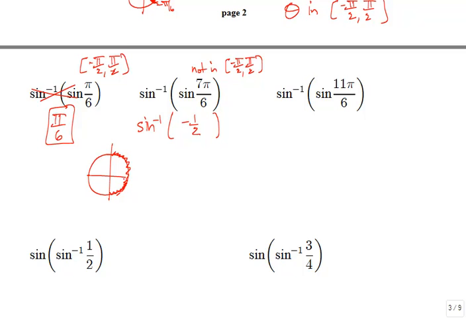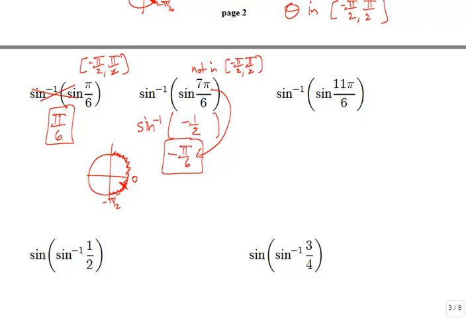And what angle down here between 0 and negative pi over 2 is going to give us a y value that's negative 1/2? It's got to be negative pi over 6. So this angle down here, the pi over 6 angle that's in the 4th quadrant going clockwise. So notice we didn't get back exactly what we started with. We got back an equivalent angle, but not exactly the same angle.